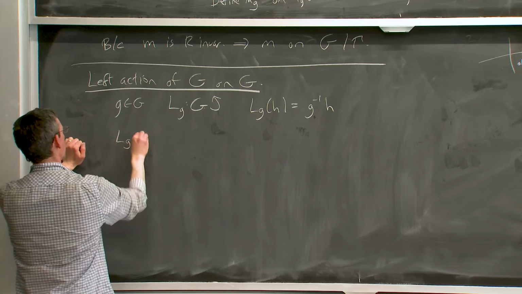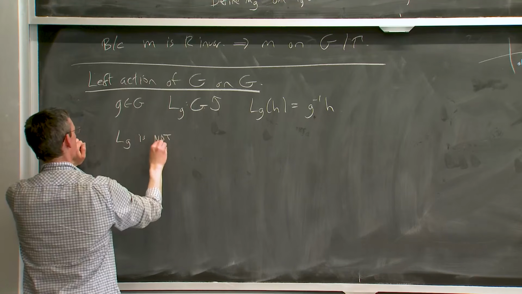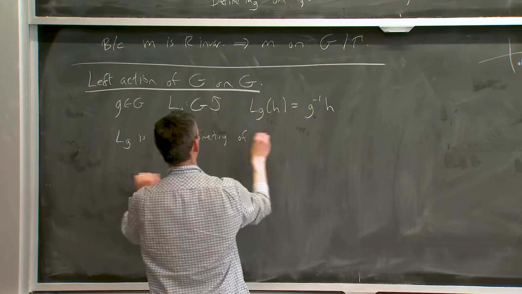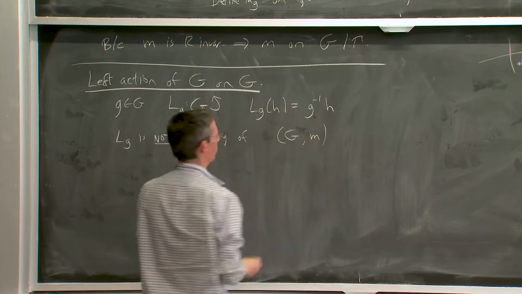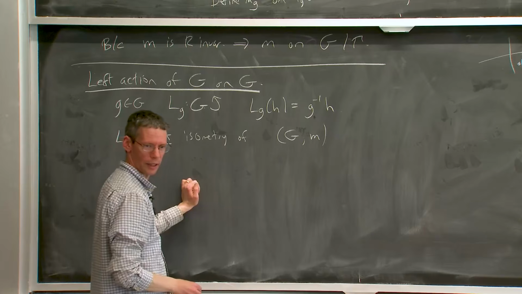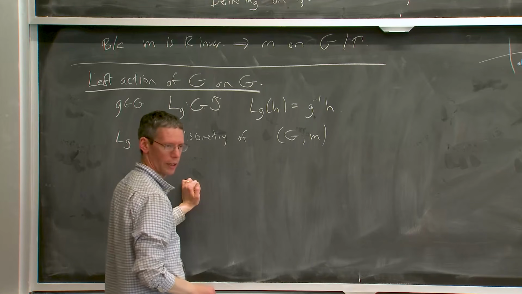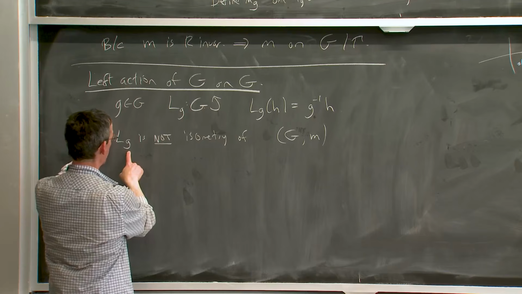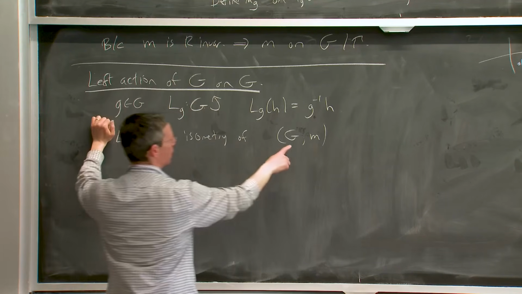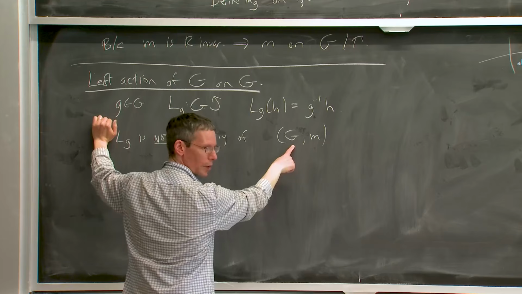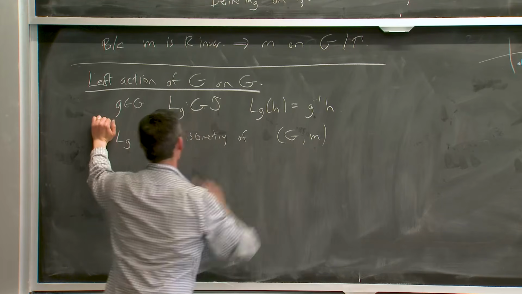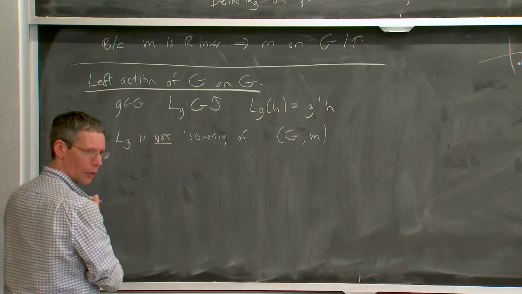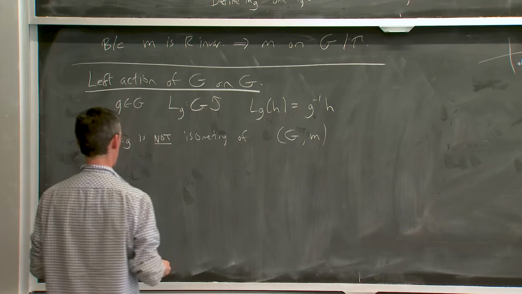So this L_g is not an isometry of our group with our right invariant metric. And that's very important. It's very important to our whole discussion to understand geometrically how this operation affects this space. Okay. So let's see what happens.